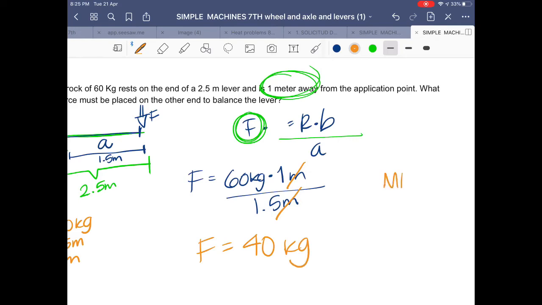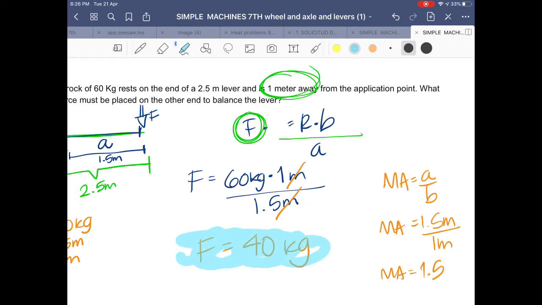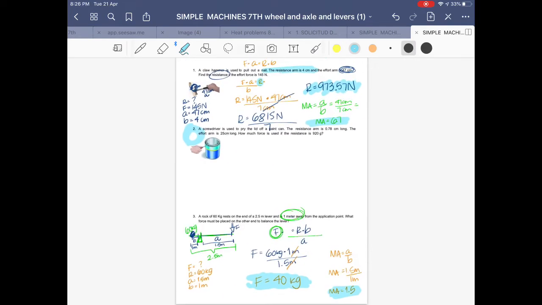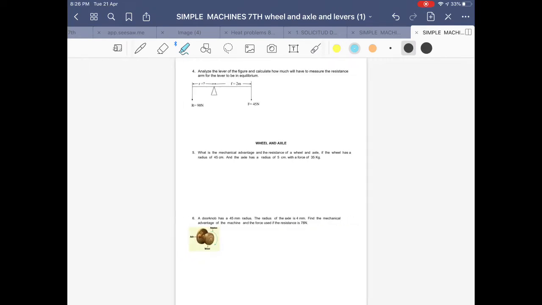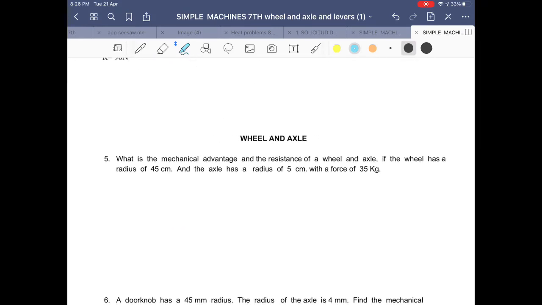And now you measure your mechanical advantage. Mechanical advantage equals A divided by B. So mechanical advantage equals 1.5 meters divided by 1 meter. Mechanical advantage equals 1.5. Here's your answer. And here's your answer for mechanical advantage. Okay? I believe you can do number 4 by yourselves. And now, let's start with the wheel and axle problems.